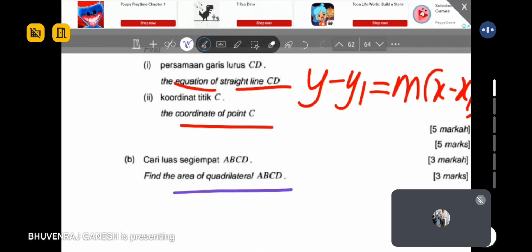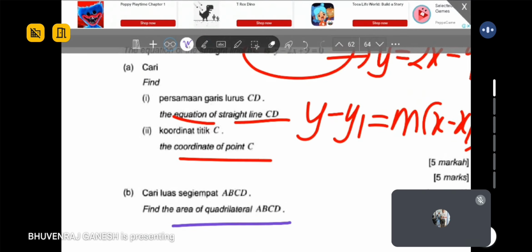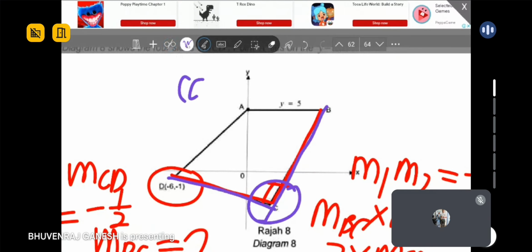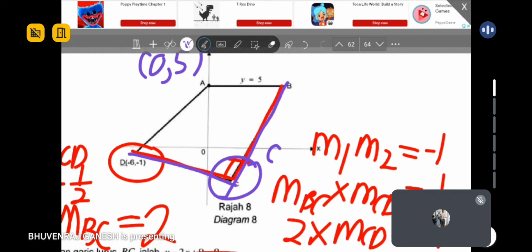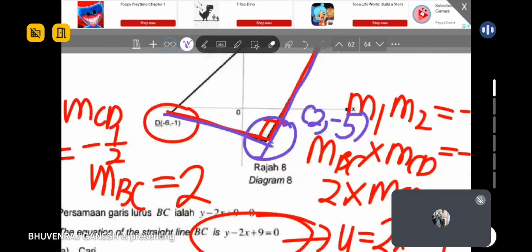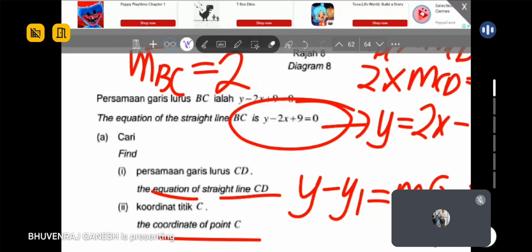Okay, 14B, they ask you the area of the quadrilateral. Very simple. So this one is 0, 5, the y-intercept. And then coordinate C, wait, where is coordinate C? C is 2, -5. So you label. Okay, so what is coordinate B, guys? Can anyone tell me? We don't know coordinate B yet.